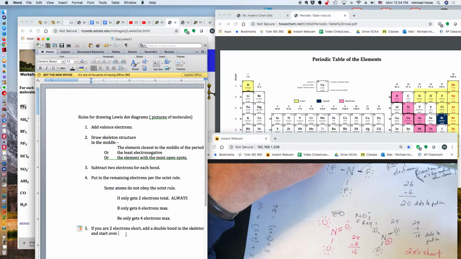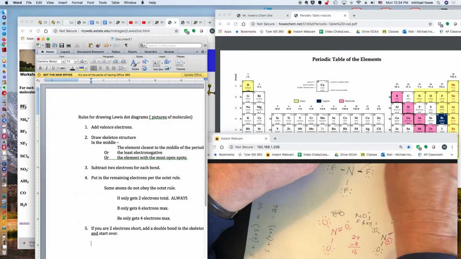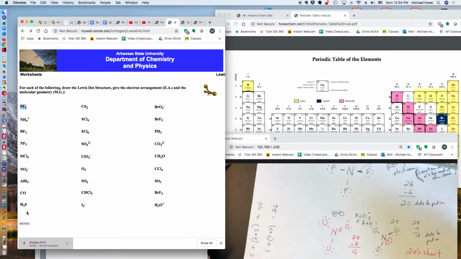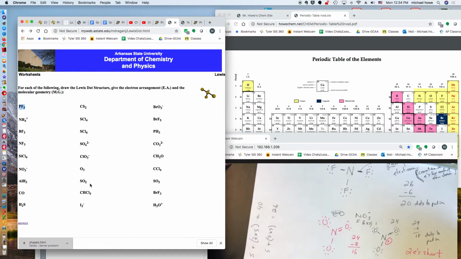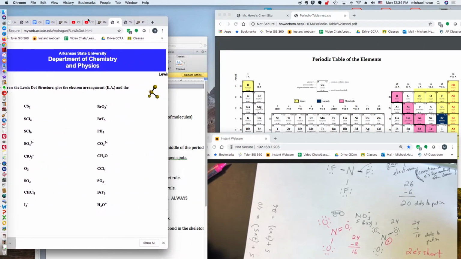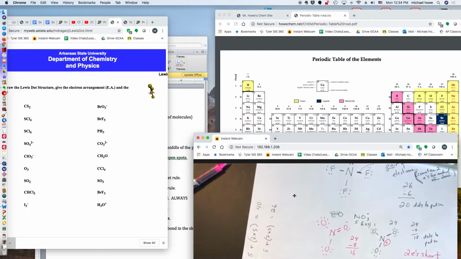Now, that brings us to rule number 6. Sometimes you'll be two pairs short or 4 electrons short. So to run into that, let's take a look at CS2 up here. So CS2, move this to the left a little bit. All right, so CS2.